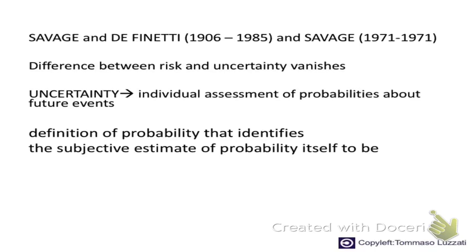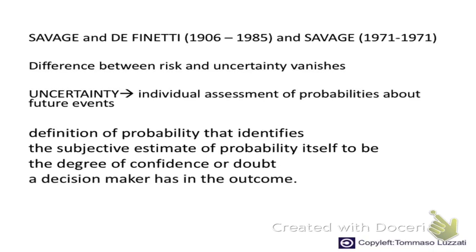And they define probability in terms of the subjective estimate of probability. That is the degree of confidence or doubt that a decision maker has in the outcome. So in terms of decision theory, these two guys emphasize that this distinction, this Knightian distinction, is not important.